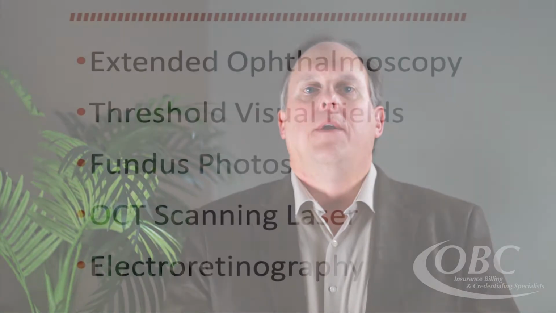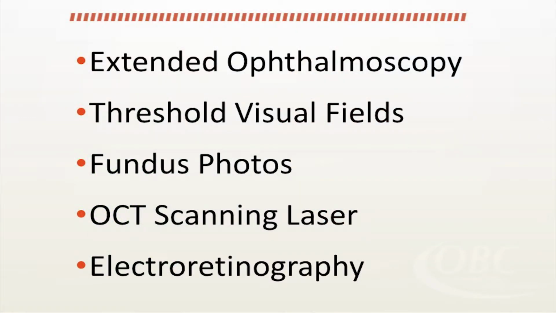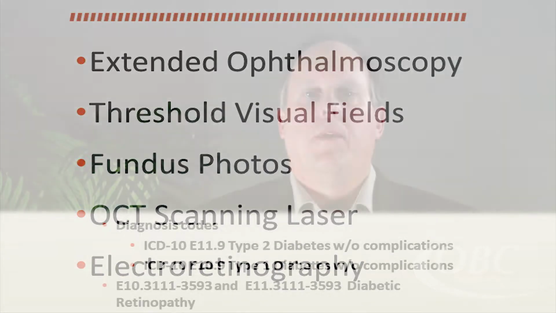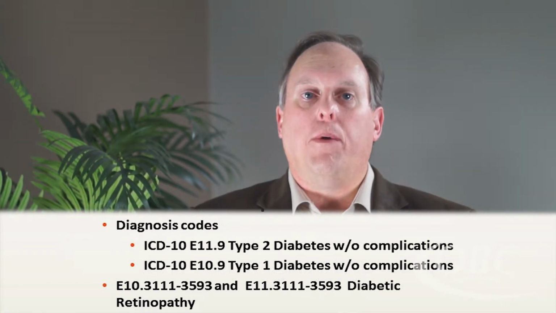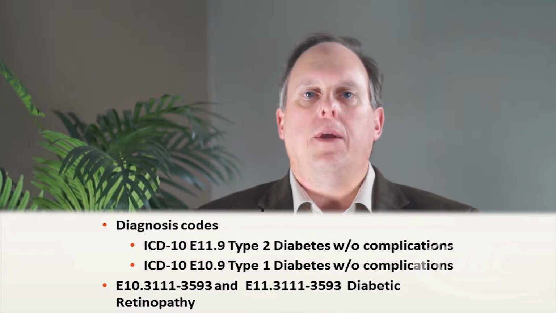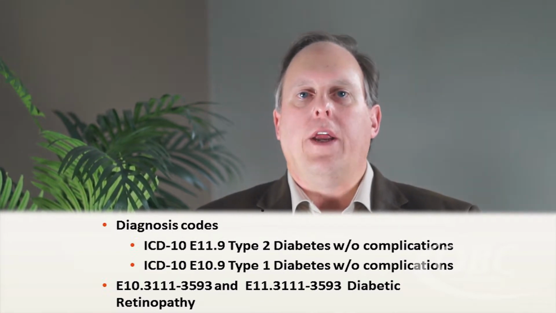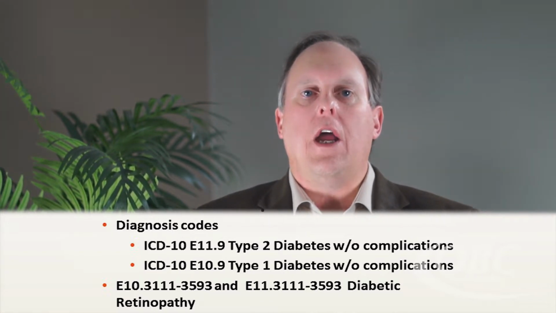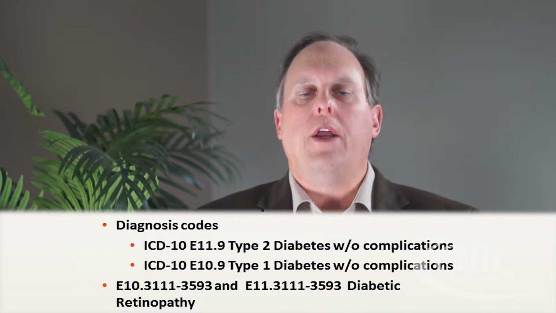Also, you may perform the following procedures if diabetic retinopathy is found: extended ophthalmoscopy, threshold visual fields, fundus photos, OCT, scanning laser, and electroretinography. Gonioscopy is a billable procedure even when no retinopathy is found. It should be submitted with E11.9 for non-insulin dependent diabetes and E10.9 for insulin-dependent diabetes.